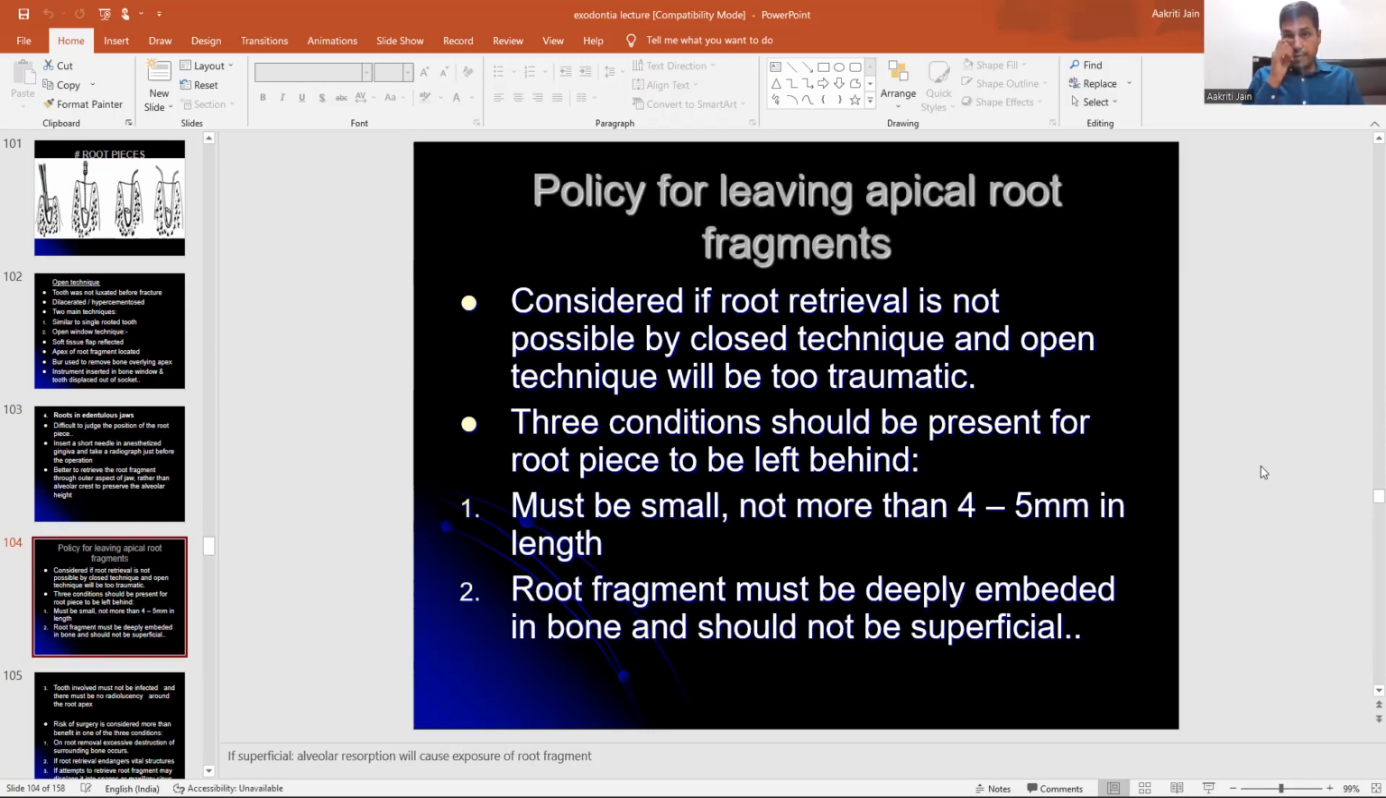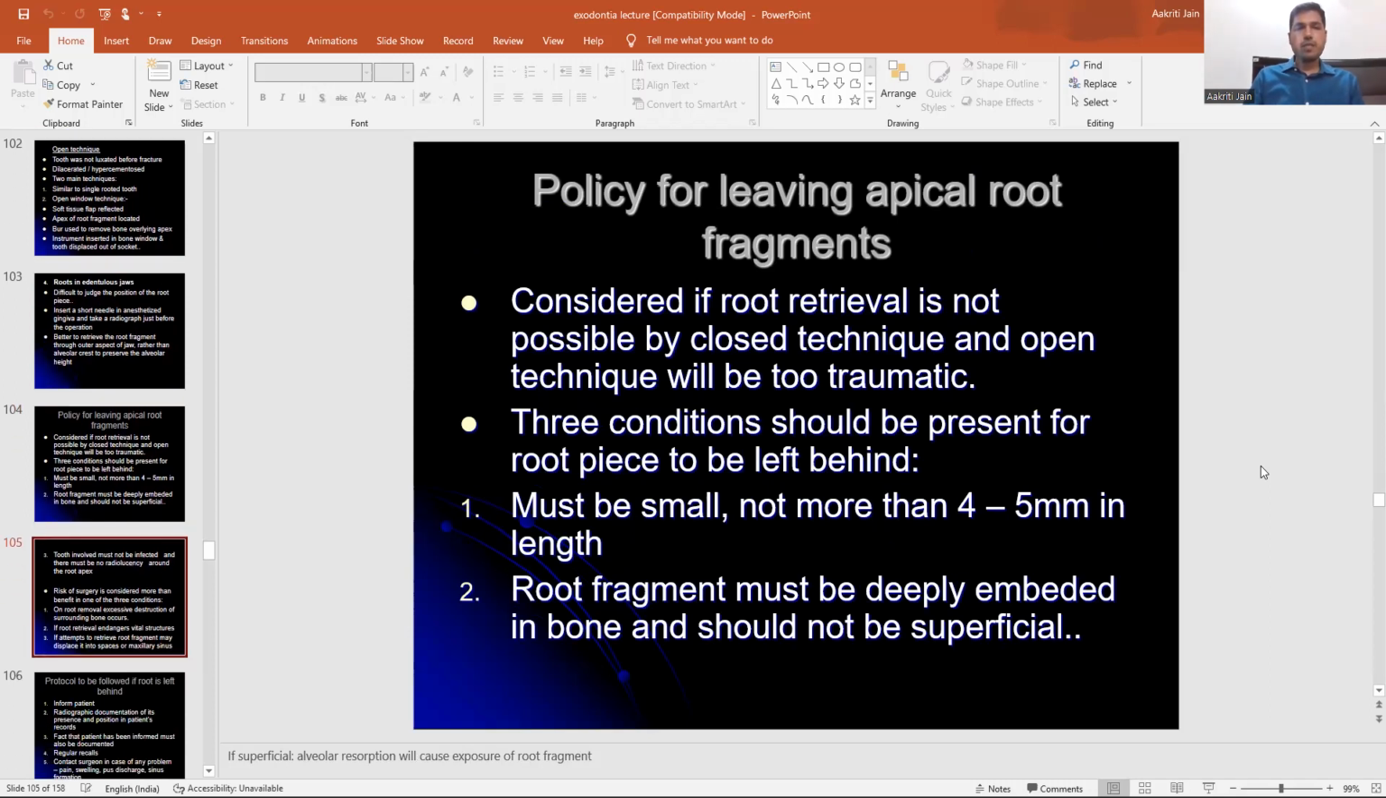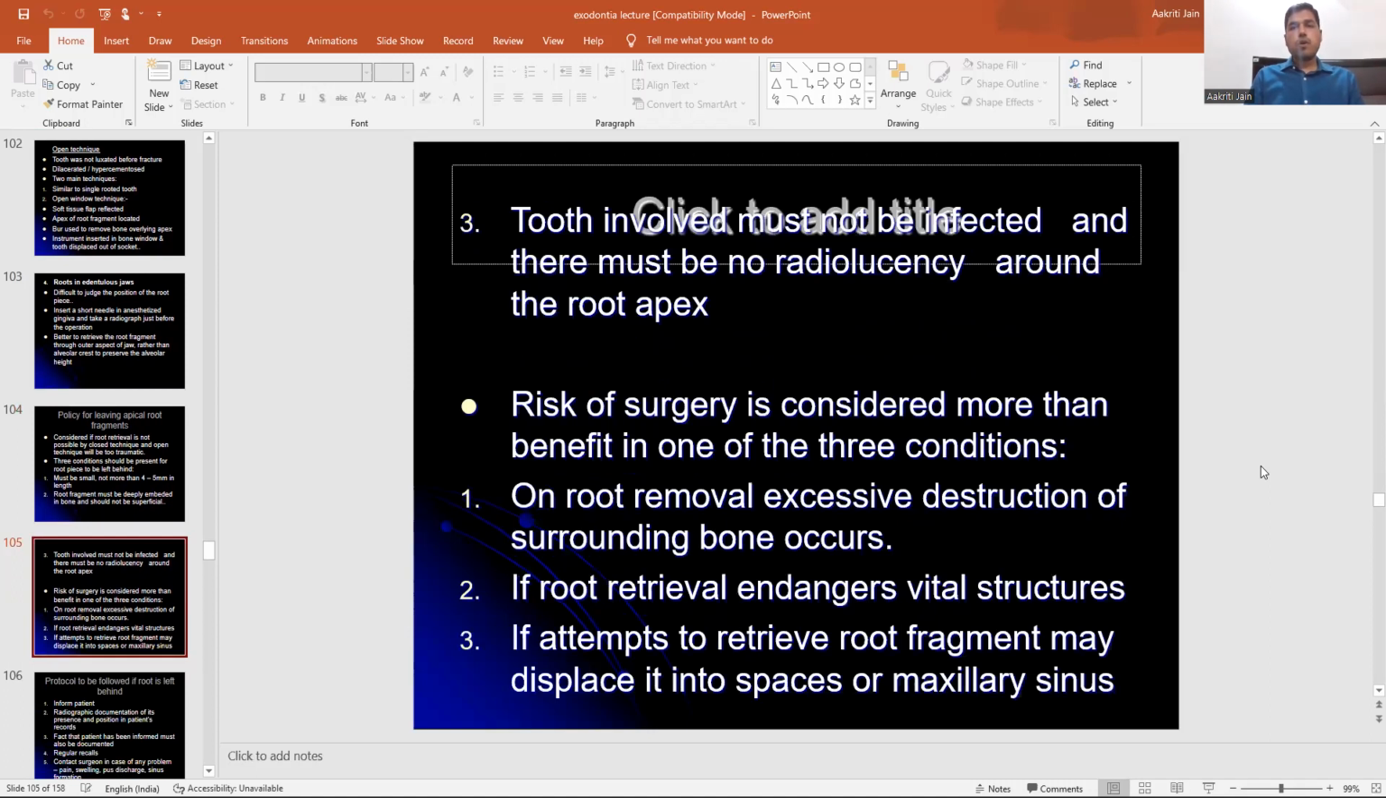Now we come to the policy of leaving the apical root fragment. Consider it if root retrieval is not possible by the closed technique or the open technique will not be atraumatic. Three conditions should be present for the root piece to be left behind. Number one, it must be small, not more than 4 to 5 mm in length. Two, the root fragment must be deeply embedded in the bone and not superficial. Three, the tooth involved must not be infected and there must not be radiolucency around the tooth apex.